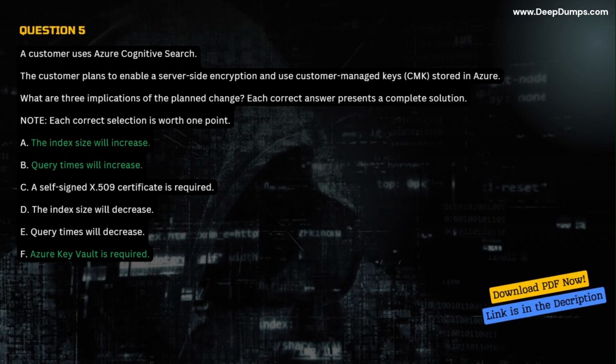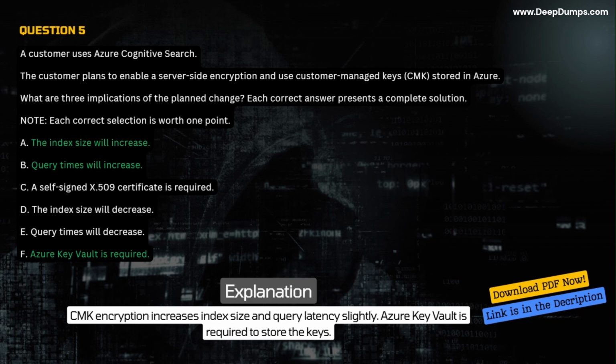Correct answer A, B, and F. The index size will increase. Query times will increase. Azure Key Vault is required. Explanation: CMK encryption increases index size and query latency slightly. Azure Key Vault is required to store the keys.